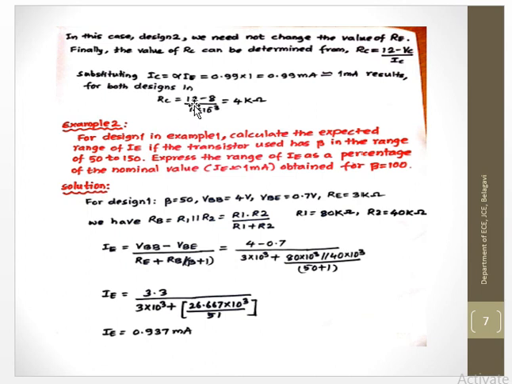The RC value can be calculated as 12 minus 8 divided by 1 milliampere. Here you can observe RC is derived from the equation VCC minus VC divided by IC. The IC value we have taken as 1 milliampere, and the VC value, the voltage at the collector point, is substituted as 8 volt. So the RC value we are getting is 4 kilo ohm.